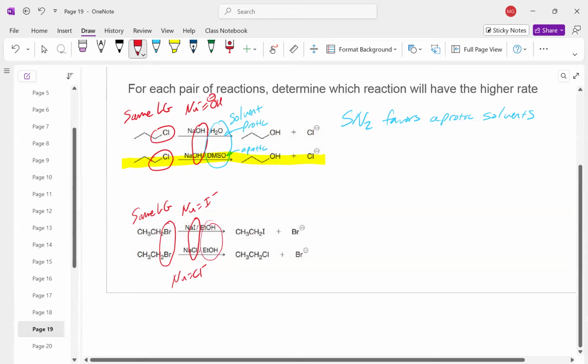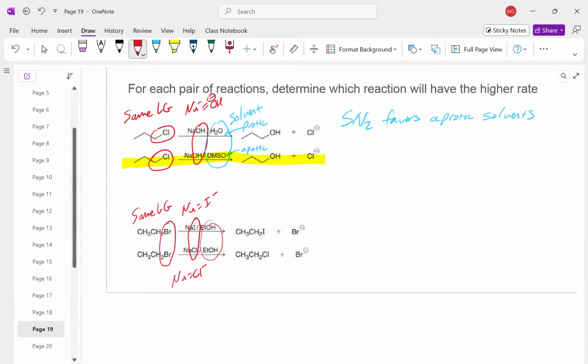Now, we don't want to just glance over the fact that the solvents are the same. We want to really pay attention because we're dealing with halide nucleophiles. Halides react differently in protic versus aprotic solvents. So we look at this, we have ethanol as the solvent. Ethanol is a protic solvent. We know that because it's got an OH bond in it.